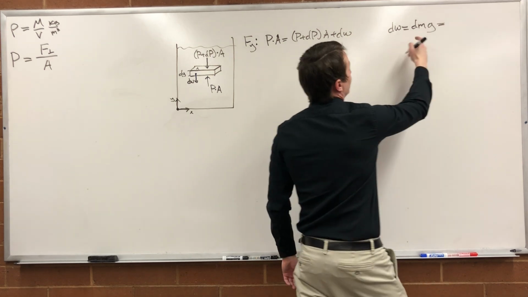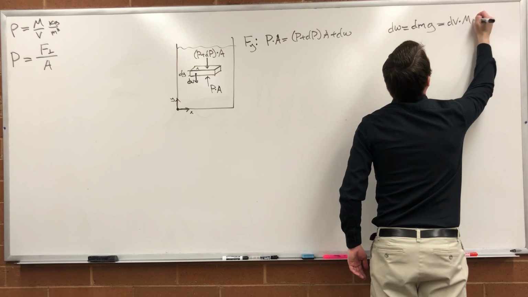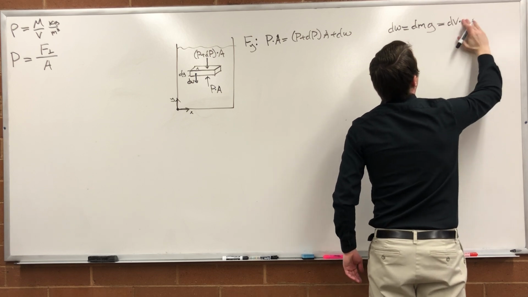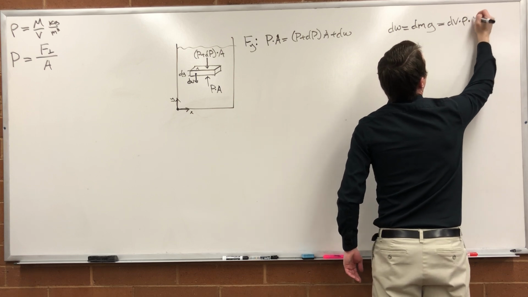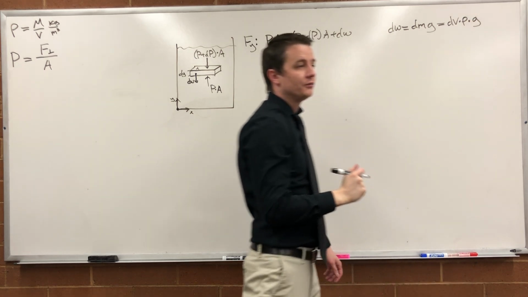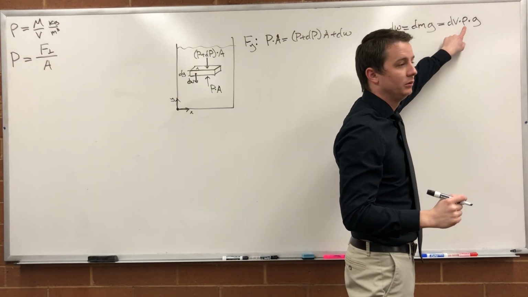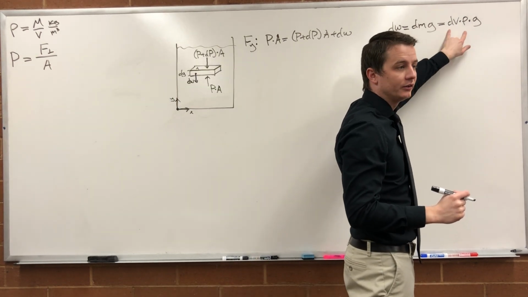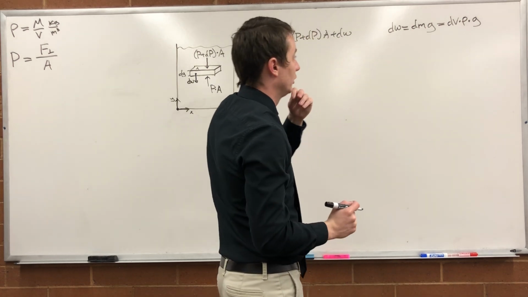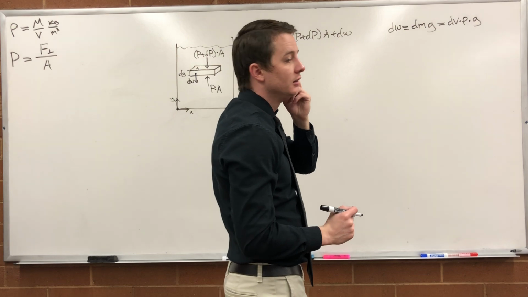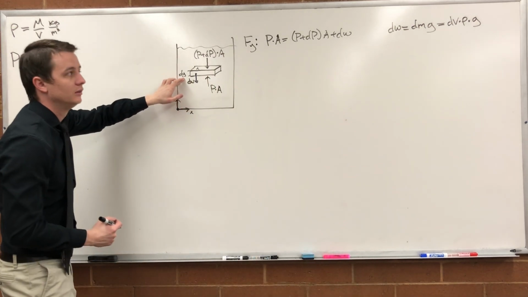So we can say that this is dV times rho, our density, times g. This is mass per unit volume, and this is volume, so together they give you mass. Okay? How else can we mess with it? Is there a way I can write dV so that it has a dy in there?